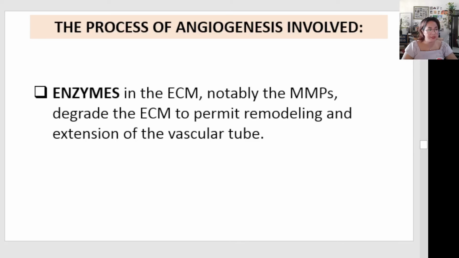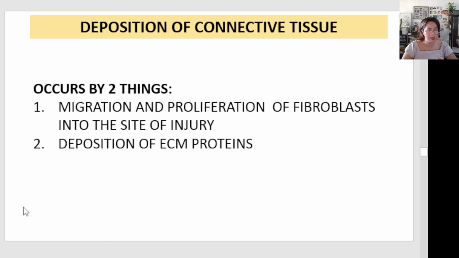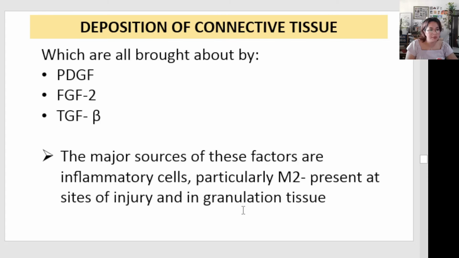Next is the deposition of connective tissue, which occurs by two things: the migration and proliferation of fibroblasts into the site of injury, and these fibroblasts deposit matrix proteins, which are basically collagen. These are all brought about by PDGF, fibroblast growth factor 2, and TGF-beta, which are synthesized by macrophages, mast cells, and lymphocytes. And the major sources of these factors are inflammatory cells, particularly M2 or the alternatively activated macrophages, which are present at sites of injury and in granulation tissue.